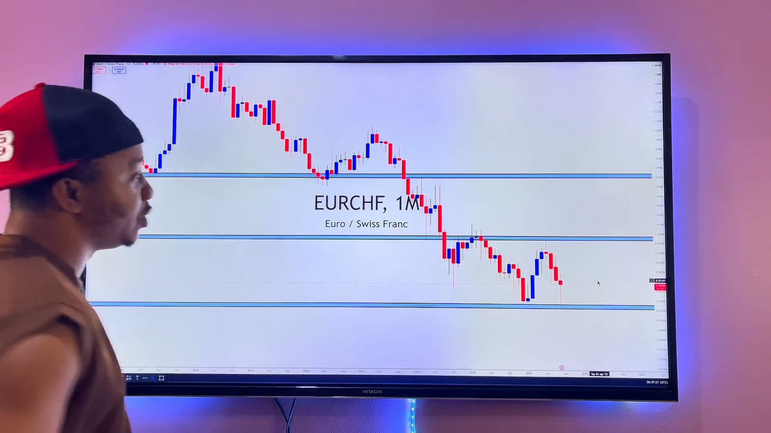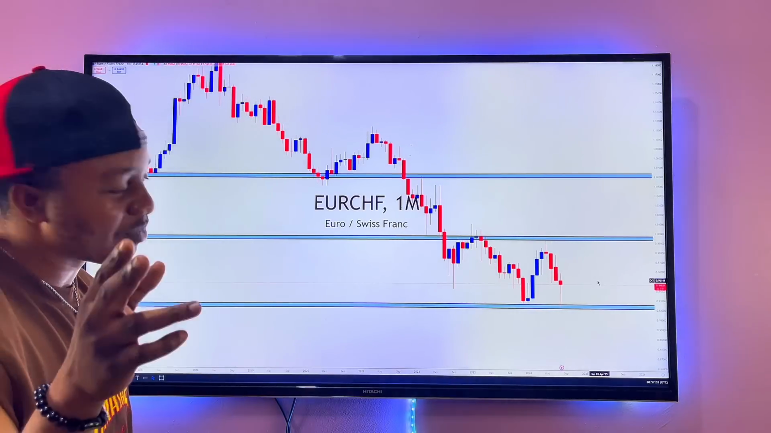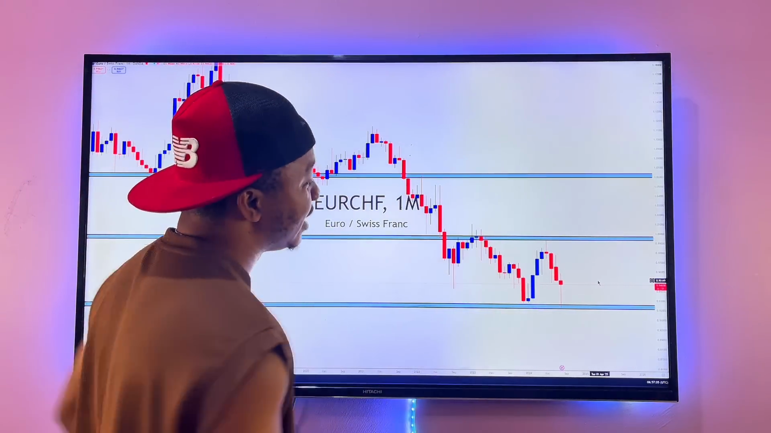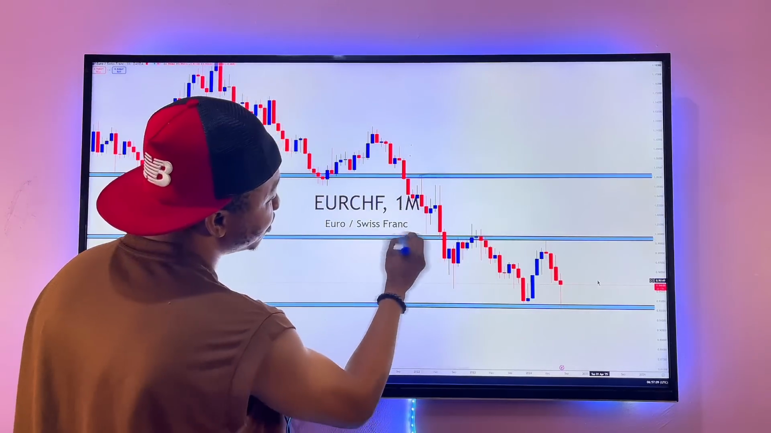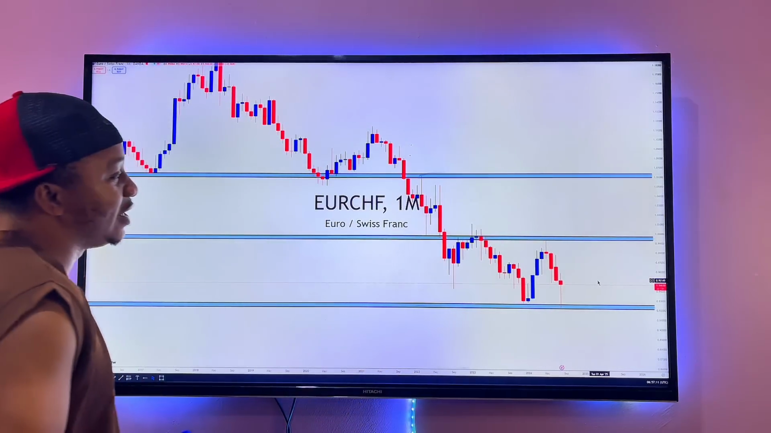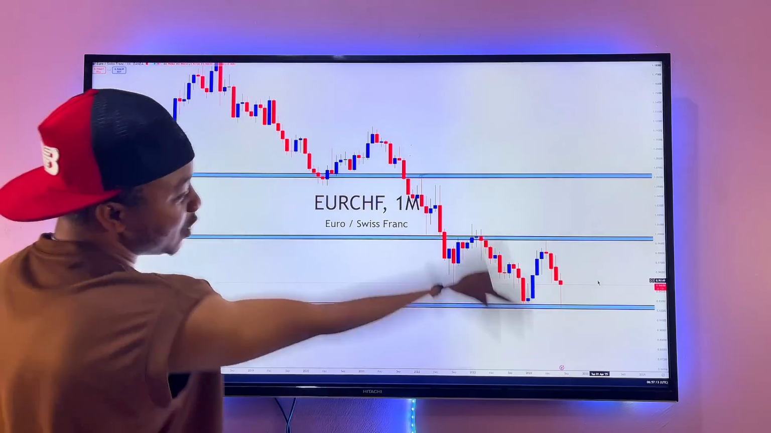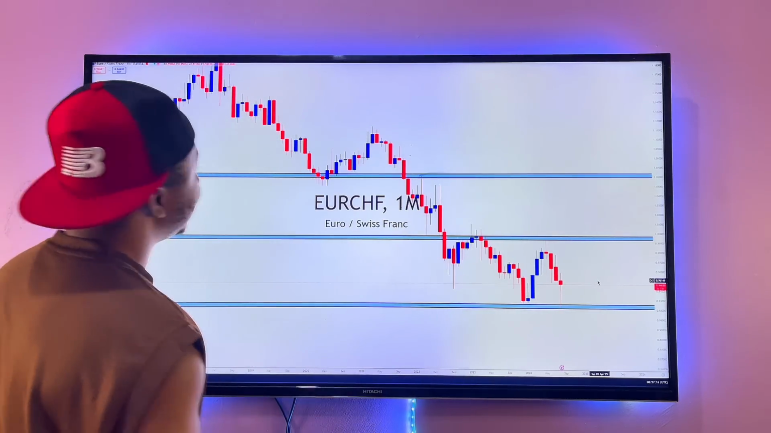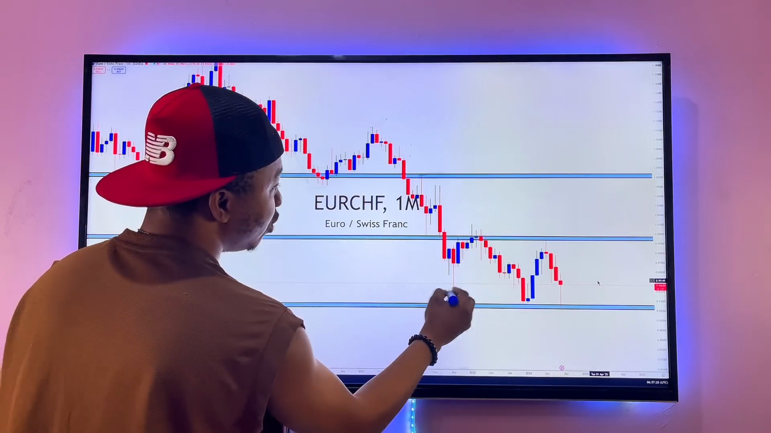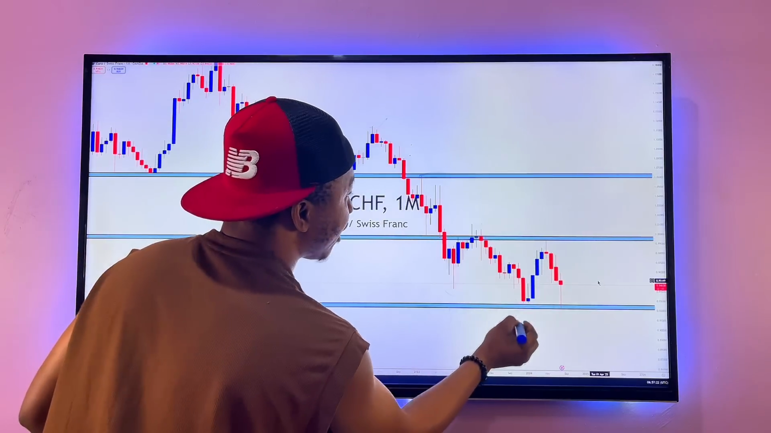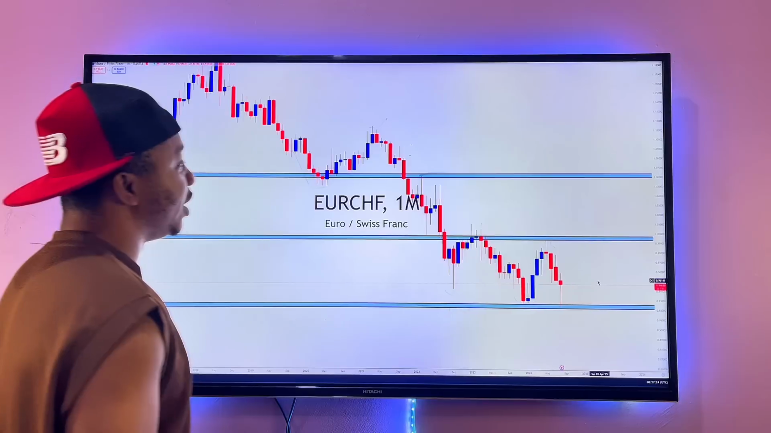But let's first begin with U-Chef right here on the monthly time frame. What has happened on the monthly time frame? Let's simplify it. On the monthly time frame, we have a monthly upper zone, mid-range zone, and then lower zone. If you look at the monthly time frame very clearly, what you can see in terms of overall direction is a downtrend. Why? Because we are seeing lower low here, lower high, lower low, another lower high, another lower low, another lower high here, and the price has dropped all the way to the downside.